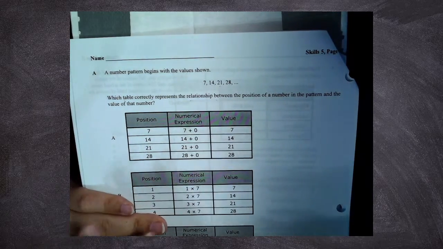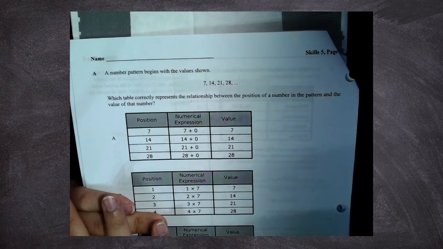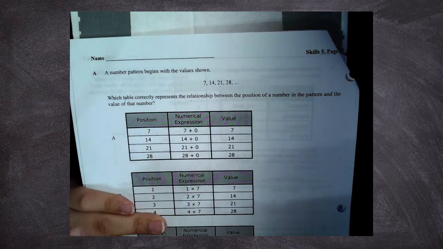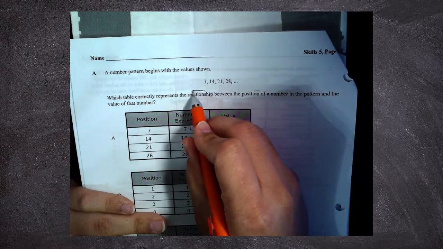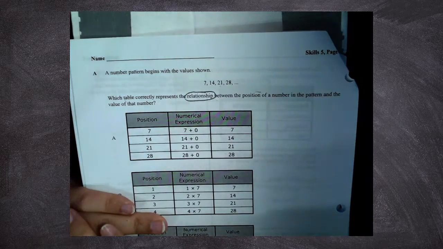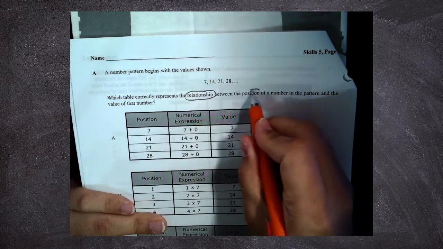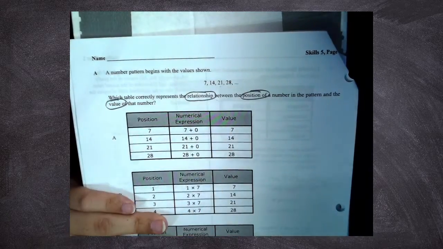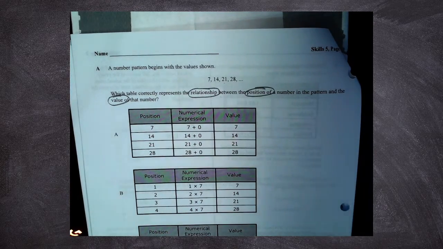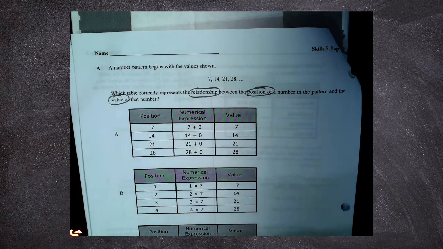Okay, this is something that, like I said, is not very difficult, but people do make mistakes on. They're asking you to look at a few things. They're asking you to look at the relationship, at the position, and the value. I'm going to circle those three words: relationship, position, value.